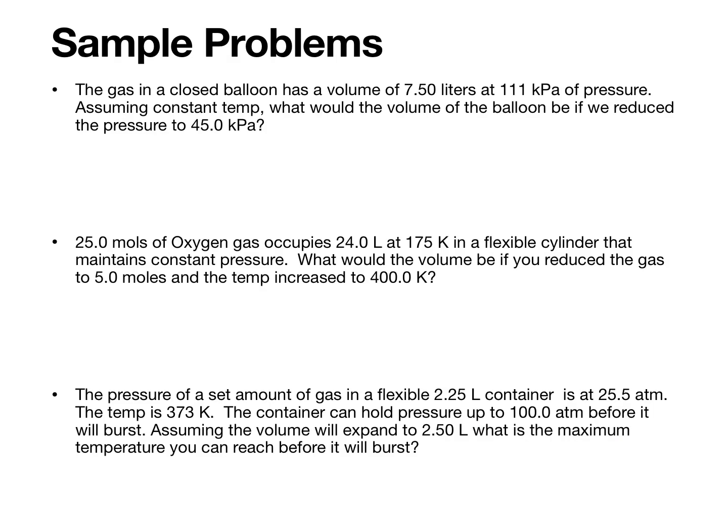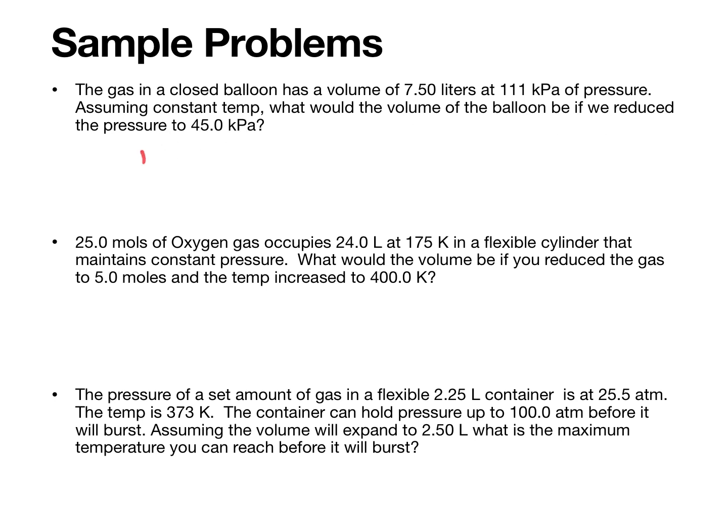So let's do a couple of examples where we can put that combined gas law into practice. Let's take a look at this first one. It says gas in a closed balloon, which means that the number of particles is held constant, has a volume of 7.5 and a pressure of 111 kPa. What would the volume of the balloon be if we reduce the pressure to 45 kPa?